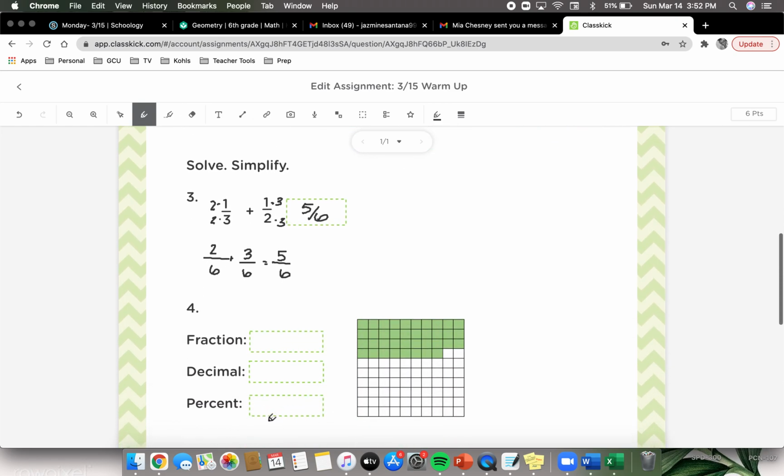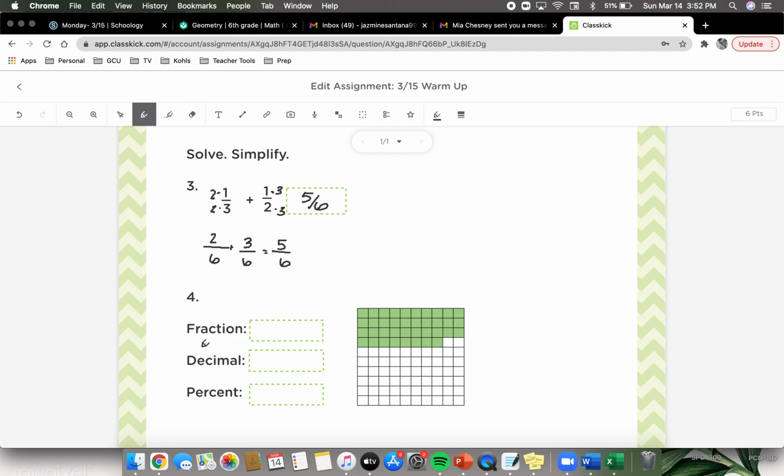Our last number is number 4. It wants us to write a fraction, decimal, and percent. So this is a 10 by 10 square, so it goes 10 across and 10 down. Well, 10 times 10 gives us 100, so we know this is 100 total. So we're going to count. This is 10, this is 20, this is 30, and this is 1, 2, 3, 4, 5, 6, 7, 8. So we have 38 out of 100 shaded.